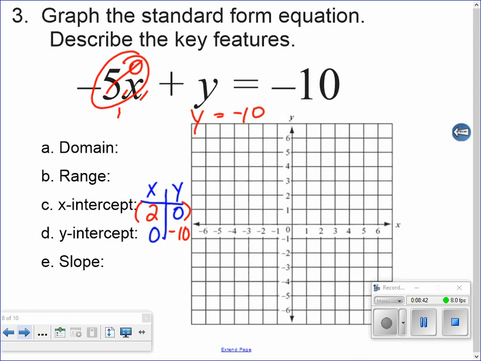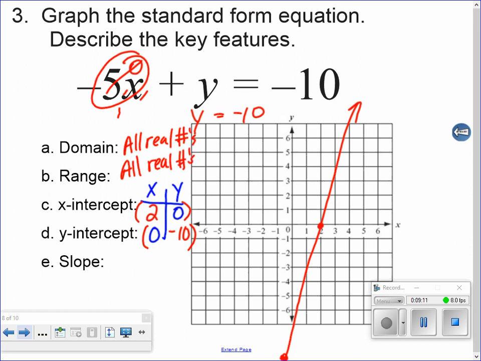So if we're graphing this one, we would graph (2, 0) for the x-intercept. We would graph (0, negative 10), which would be somewhere down here. And connect our points. Remember that our domain and our range is all real numbers for both, because it's not a real world situation. So all real numbers.